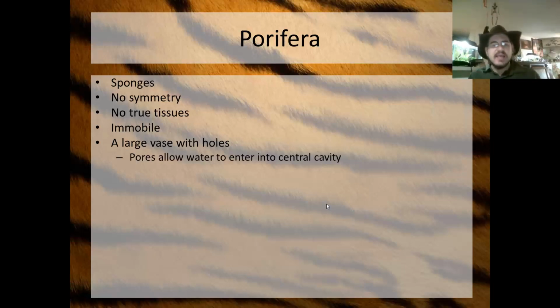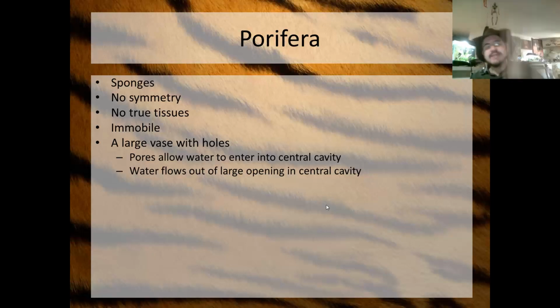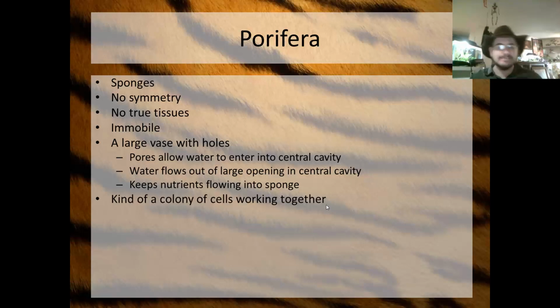And the idea is that water moving through the pores into the central cavity brings with it nutrients. And then waste can be excreted into the water in the cavity and expelled out the top. So that basically you have a constant flow of water bringing nutrients into the sponge and taking waste out of the sponge. And this helps keep the sponge alive despite the fact that it cannot move and search out food. It brings the food to it. You can think of a sponge as kind of a colony of cells working together.